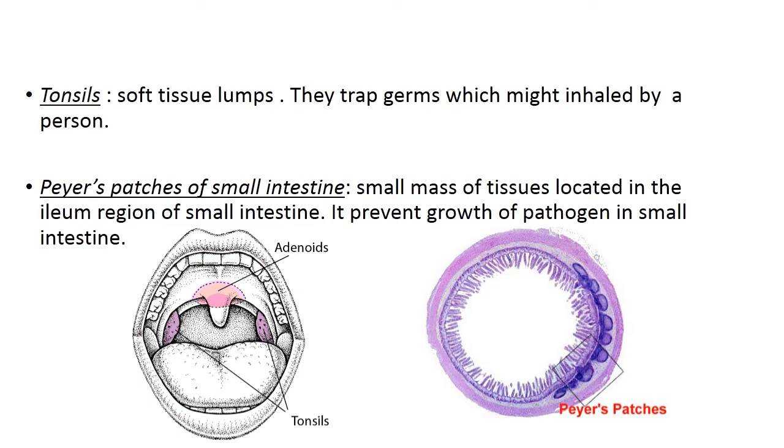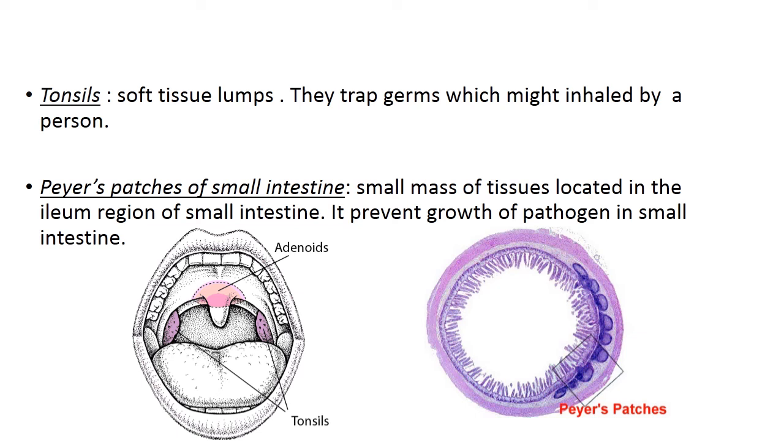Whenever we inhale air, initially the germs and dust particles are trapped in the nasal passage. Some of the pathogens escape from the nasal passage and enter the throat region. In that region, for trapping the pathogens, we have organs, which are nothing but tonsils. Tonsils trap the germs from the throat region so that they prevent infection caused by pathogens in the respiratory system. So the function of the tonsil is to trap the germs which might have been inhaled by a person.